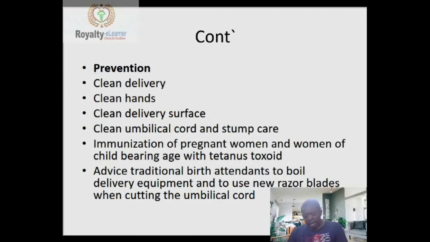What can we do for this patient in terms of prevention? In terms of prevention, we can ensure clean delivery, clean hands, clean delivery surface, and clean umbilical cord and stump care. Other things include immunization of pregnant women and women of childbearing age with tetanus toxoid. You can advise traditional birth attendants to boil delivery equipment and to use new razor blades when cutting the umbilical cord.